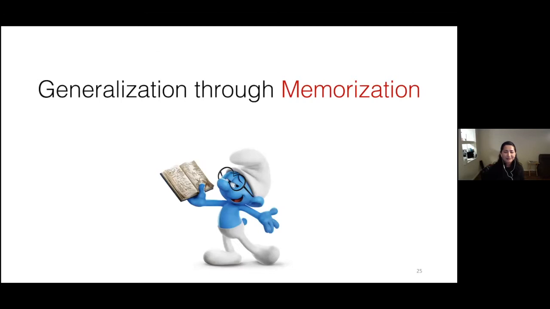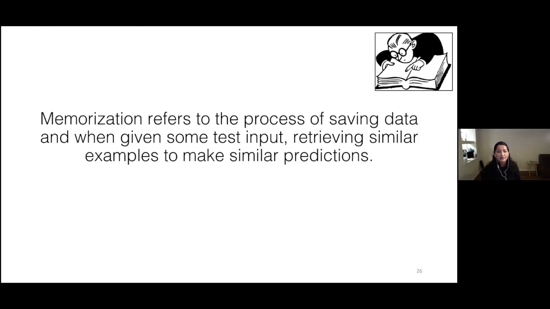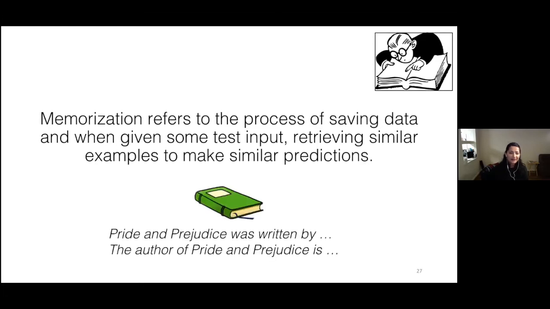And I don't mean implicit memorization in the parameters, but explicit memorization of examples. I'm referring to the process of saving data in an external memory, and when given a test instance, retrieving similar examples to make similar predictions. And while at first it may seem like a bit of a paradox that memorizing can help the model generalize to new situations, it's actually quite a natural approach to be matching new data to similar previously seen examples. A simple way to illustrate this is the fact that we all know that the phrases "Pride and Prejudice was written by" and "the author of Pride and Prejudice is" mean the same thing, even if we don't know about Jane Austen.